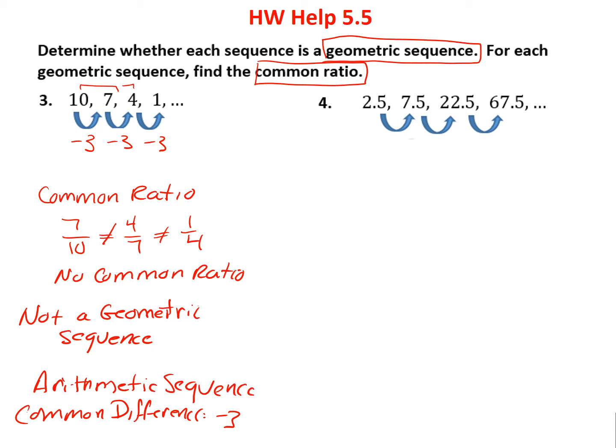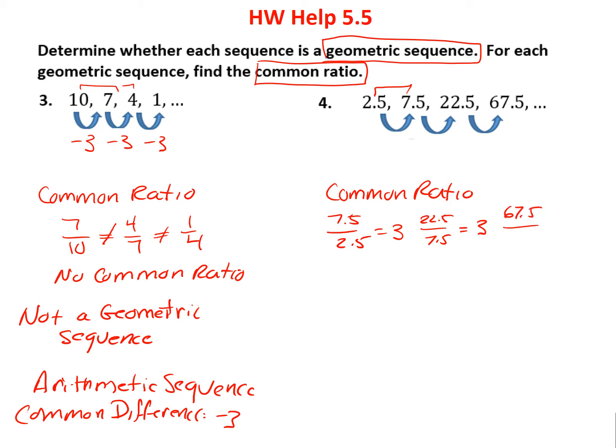Okay, let's take a look at the next one. Number 4, look at our common ratio, see if it has one. So we have 7.5 divided by 2.5, our first two here, and that is simply 3. We go to the next one, 22.5 divided by 7.5, and once again, that's 3. And lastly, 67.5 divided by 22.5, that's 3. So we have a common ratio of 3. In other words, this is simply being multiplied by 3. So as a result, we can declare this is a geometric sequence.